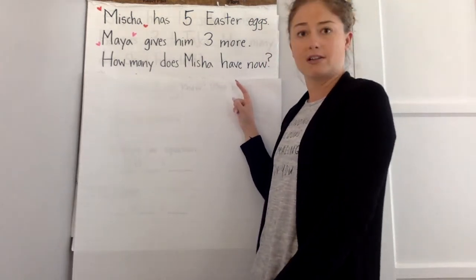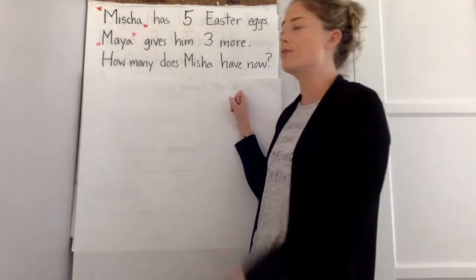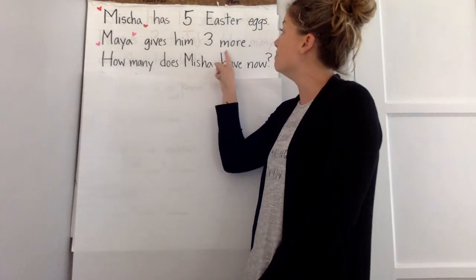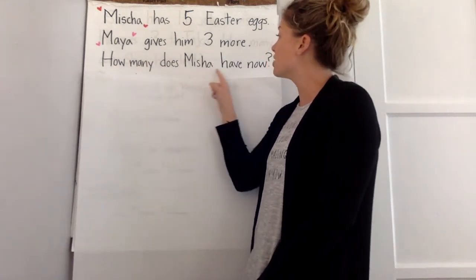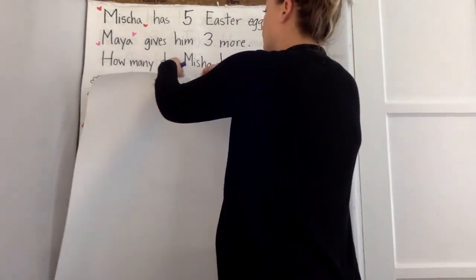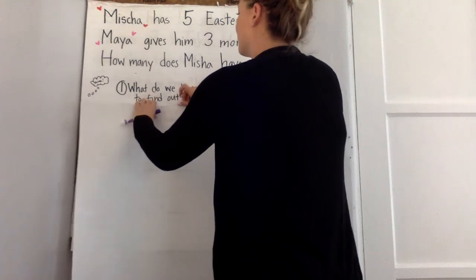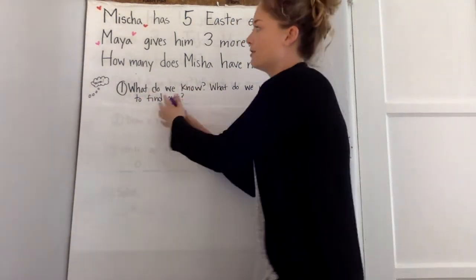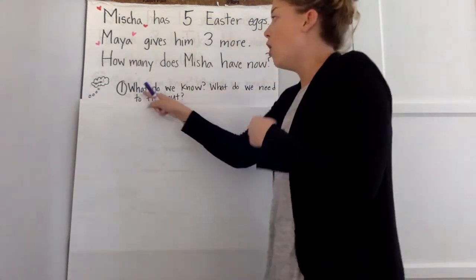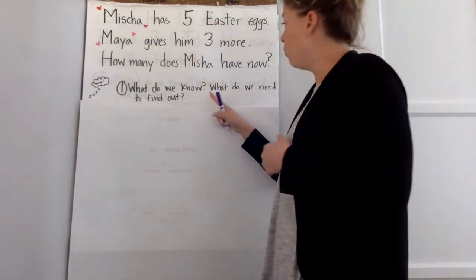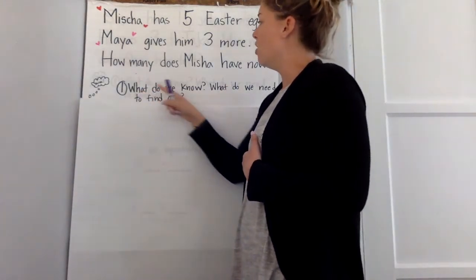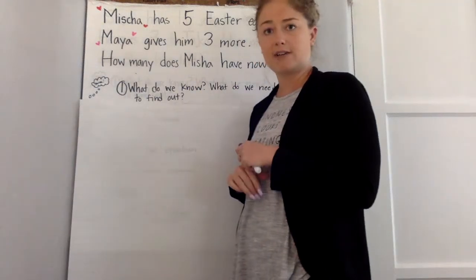Okay, so friends, we were given a lot of information in that problem. I'm going to read through it a little bit more quickly. Misha has 5 Easter eggs. Maya gives him 3 more. How many does Misha have now? First things first with a word problem, friends. Okay, first things first, friends, we have to think. It's my thinking bubble, okay? Like I want to use my thinking fingers. What do we know? What do we need to find out? So friends, let's answer this first question. What do we know? What information did they give us in the problem?